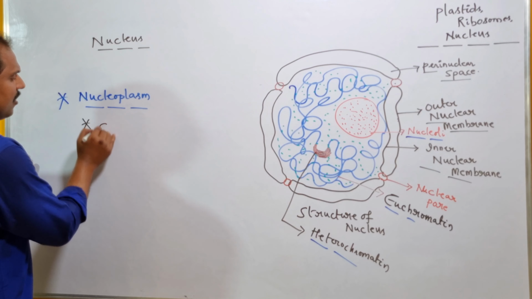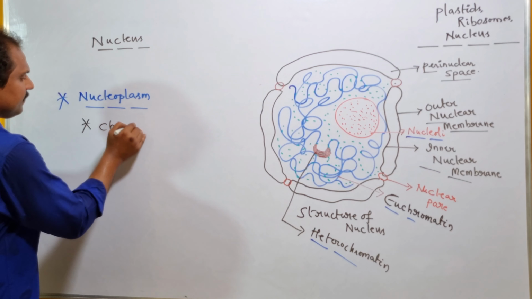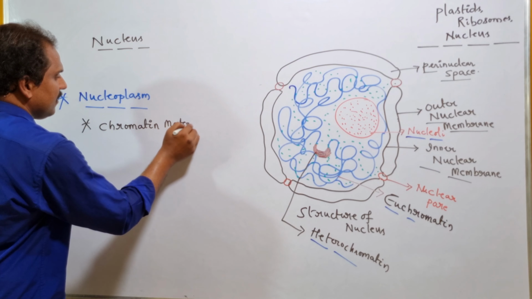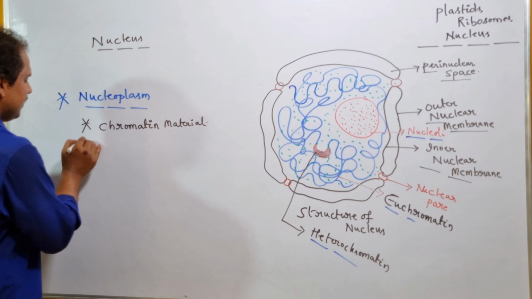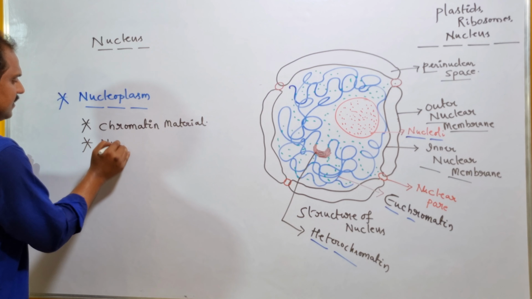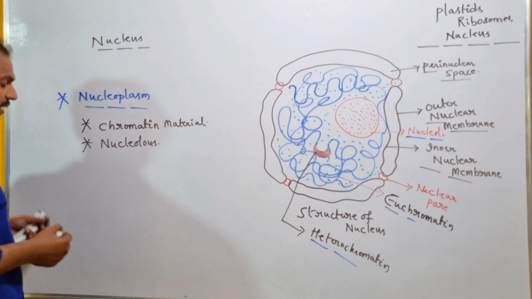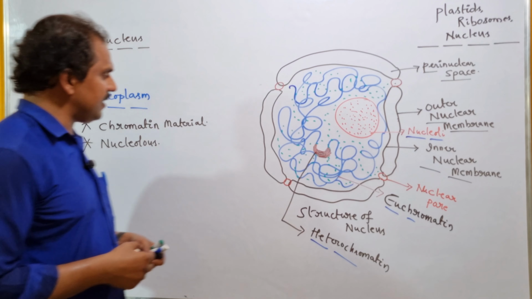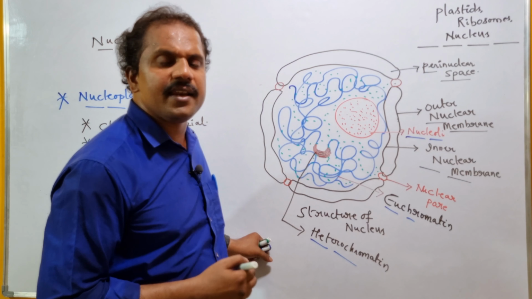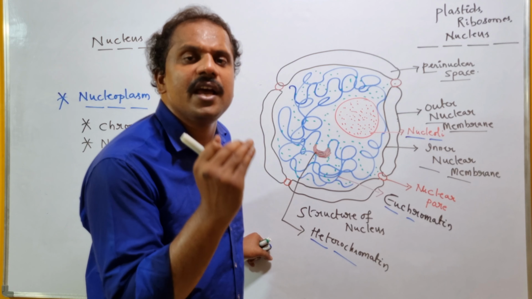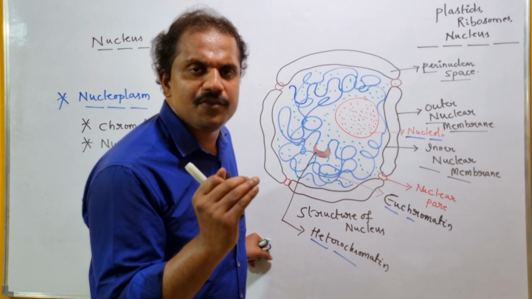These include chromatin material, and the other one is nucleolus. So at first, chromatin material. What is chromatin material? The chromatin material can be differentiated into two different types, and these include heterochromatin and the other one is euchromatin.